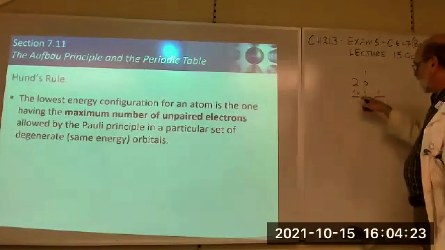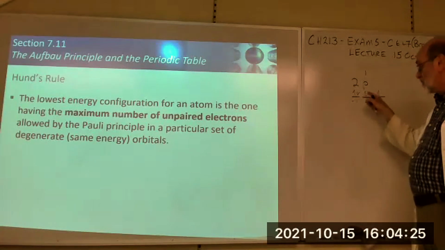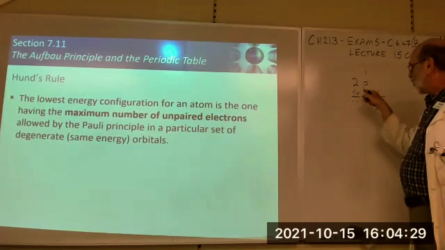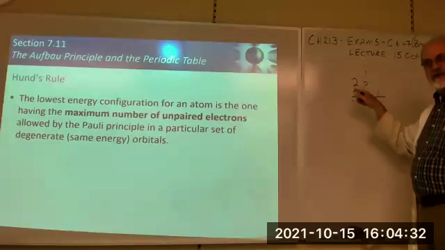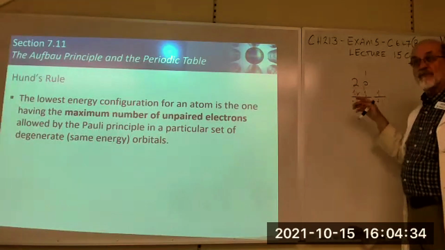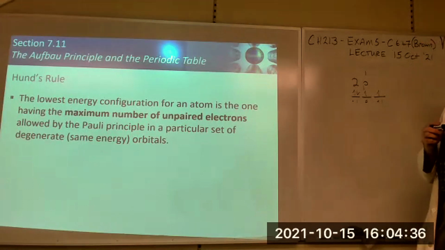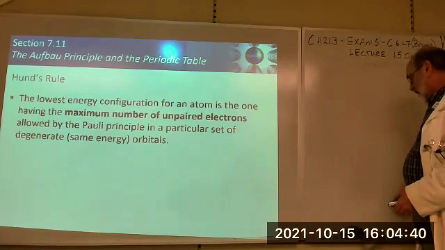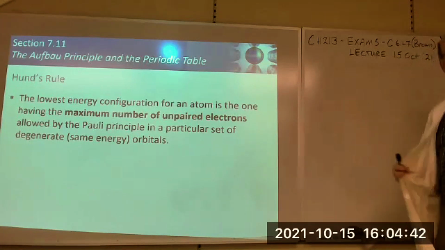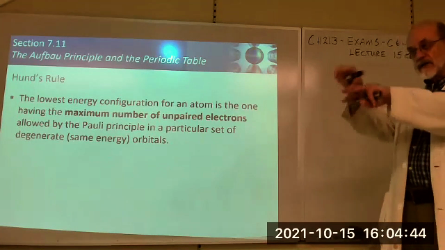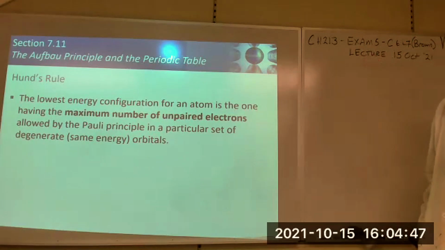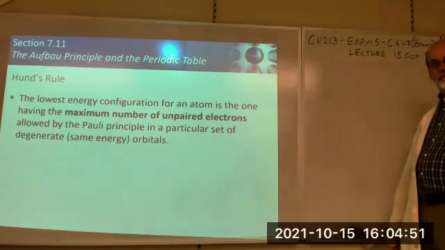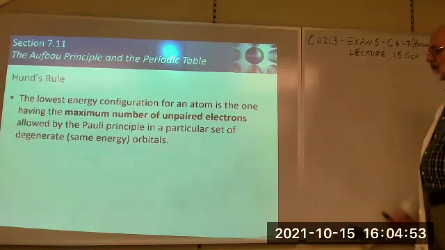But Hund's rule says that if you've got more than is required for that level, then you've got to put them in separate sublevels first. And then you can go back and start pairing them up. And that's based upon the principle that electrons are negative and they're going to repel. So the lowest possible energy state would be to separate them, keep them in separate orbitals. And you do that until you are forced to pair them up. So that's Hund's rule.